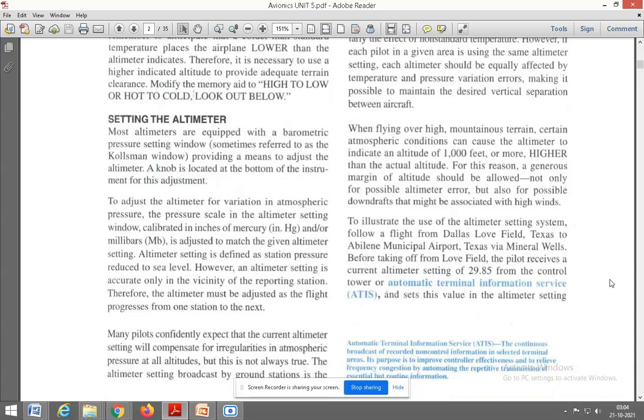So, in high mountain terrain, as well as in some bad weather conditions, the altimeter will be indicating an altitude value more than 1000 feet. In these kinds of cases, you will be setting the margin value for the altitude value, which will not give the error in the altimeter indicator. Okay.